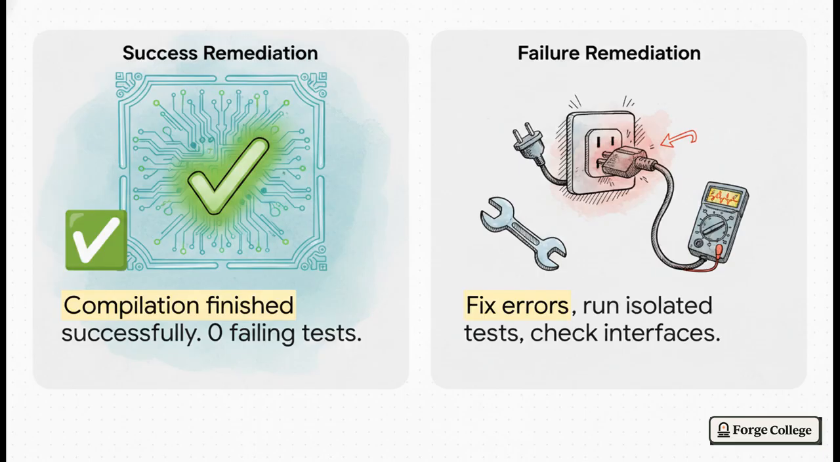But on the right, we have failure, remediation. If we see anomalies, we don't panic. Actually, scratch that. No one panics. We just fix the top error first. We run an isolated test on a fresh node. More often than not, the culprit is simply a mismatched interface signature between modules. It's kind of like trying to force a 3-prong plug into a 2-pronged outlet. You just have to troubleshoot systematically, one error at a time.